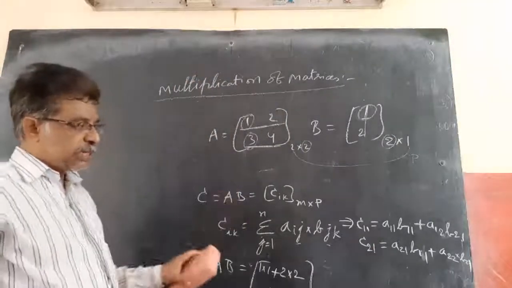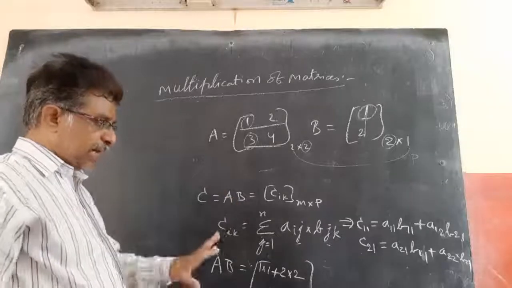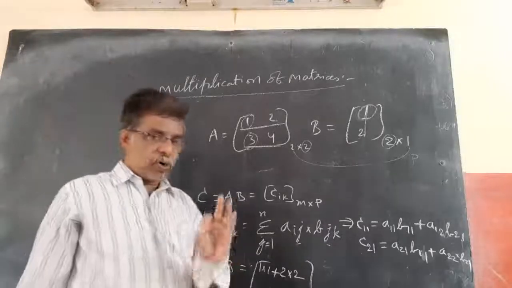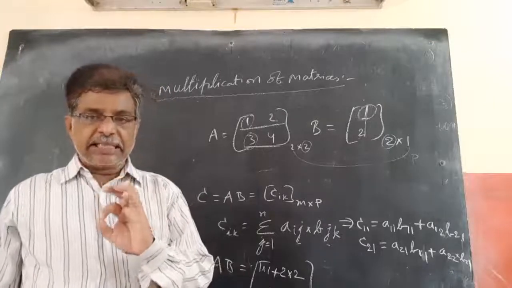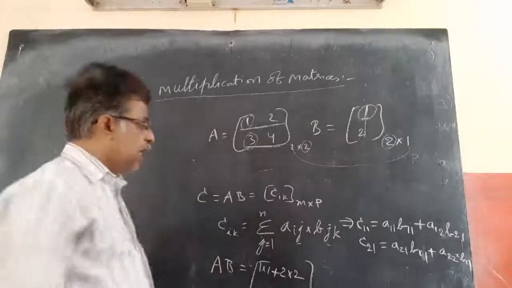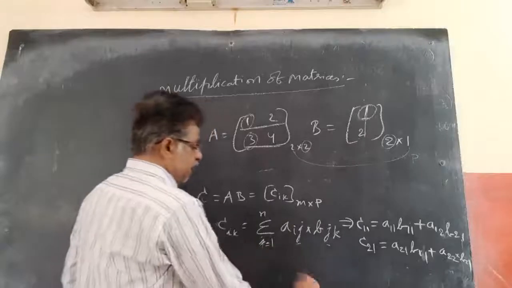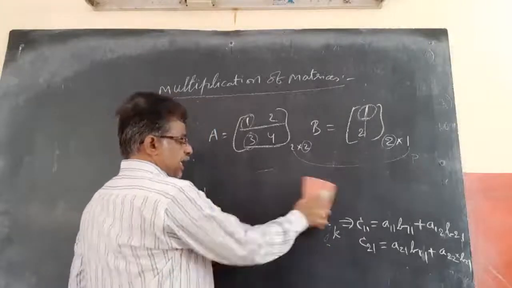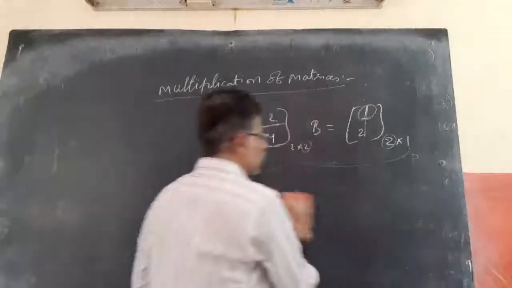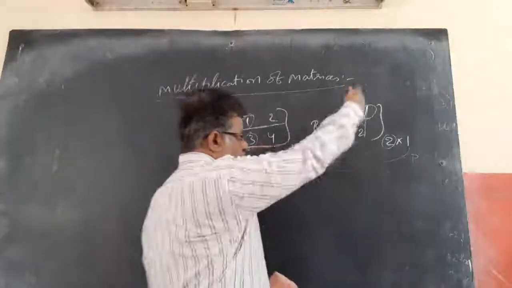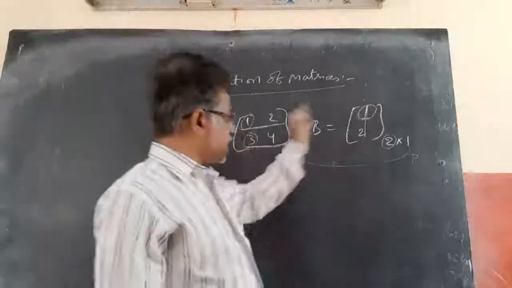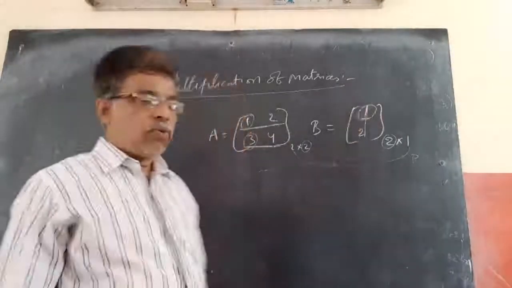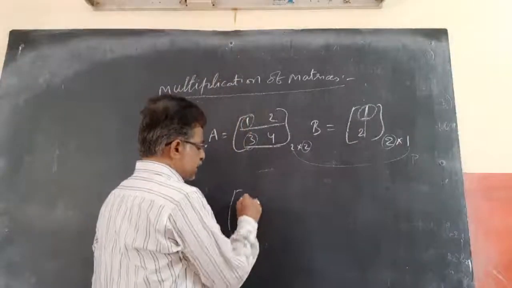So this is a small example I gave you. Now matrix multiplication is possible only if the columns of the first matrix equal the rows of the second matrix. This is the most important point. And the second thing is, you should multiply the corresponding elements of the row with the column, whatever element Cij you want.